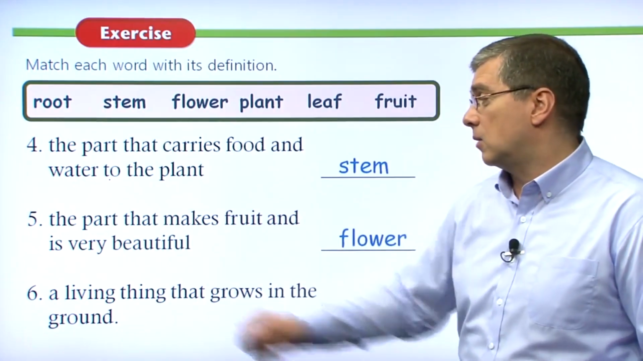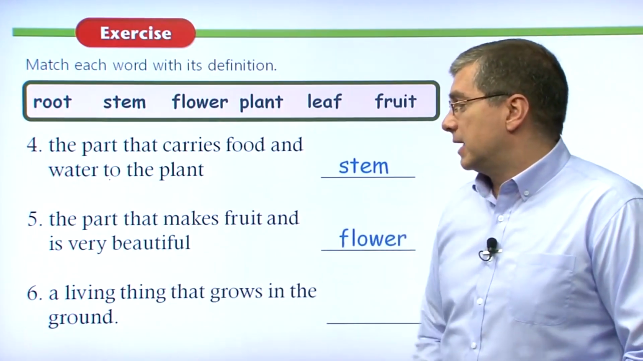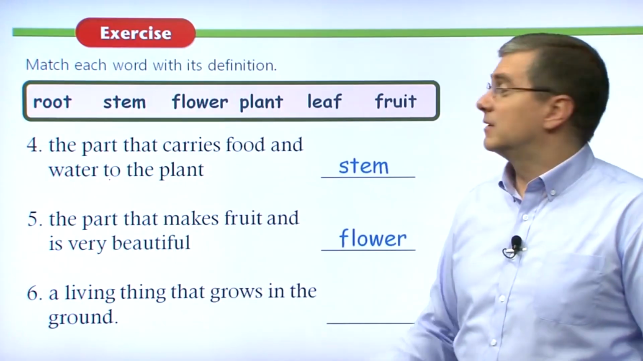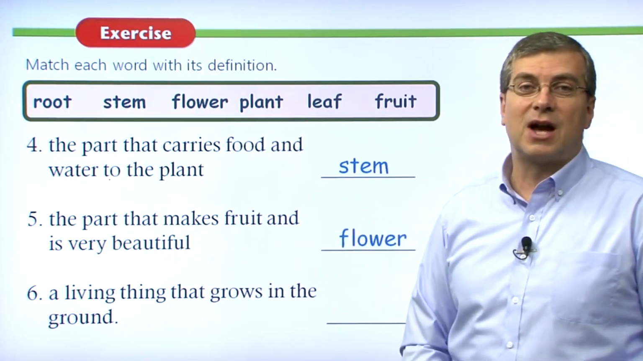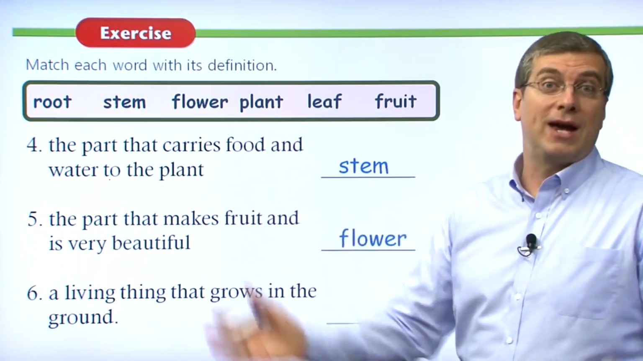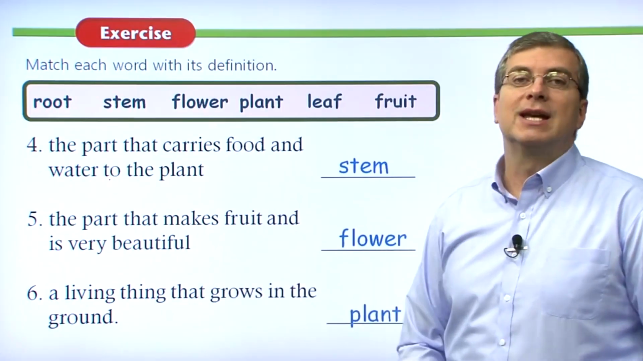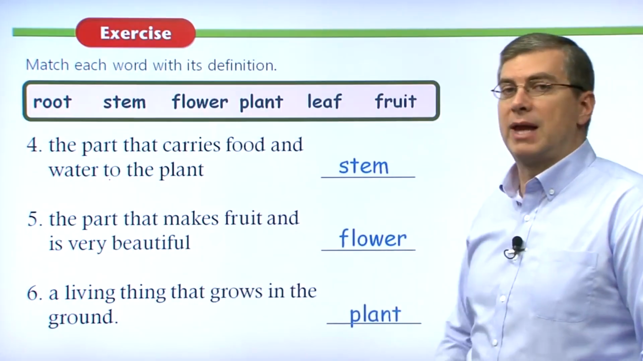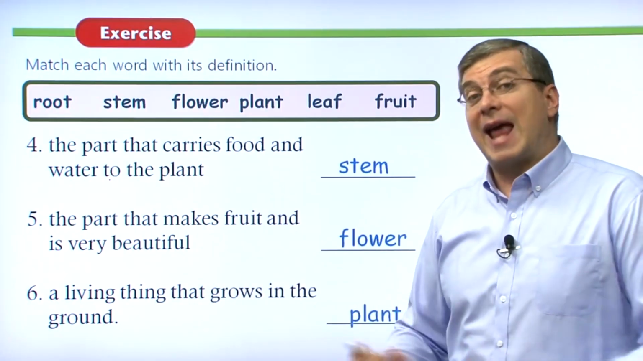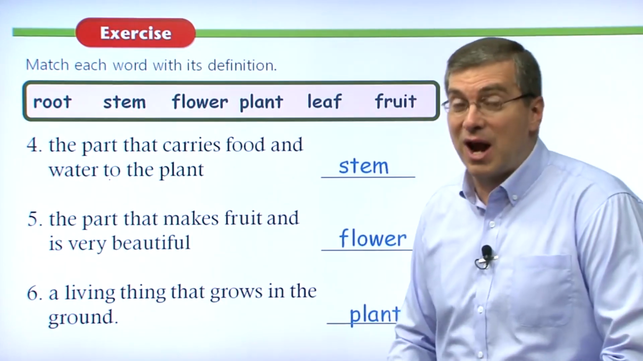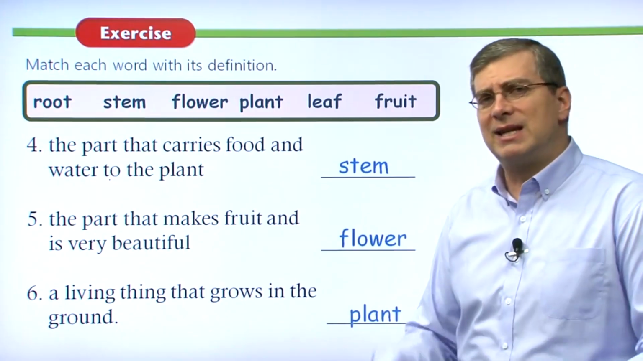Okay, we're on our final word here. Number 6 is a living thing that grows in the ground. Okay, this is the only word actually that is not part of a plant. It's the whole thing, right? And that, of course, is the plant. A living thing that grows in the ground is, of course, a plant. We, human beings and animals, are also living things, but we do not live in the ground, right? Only plants live in the ground.